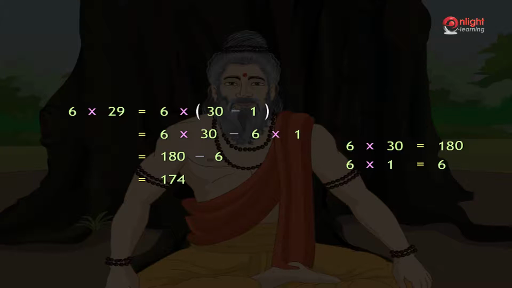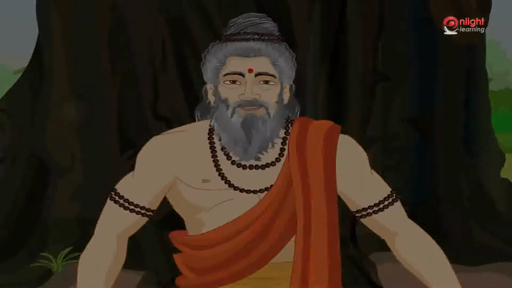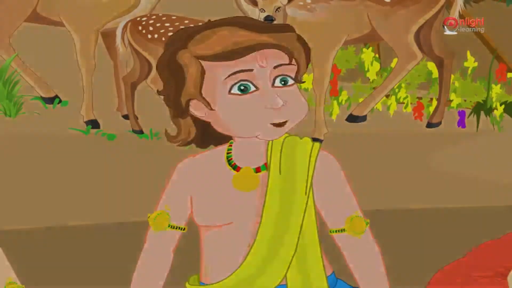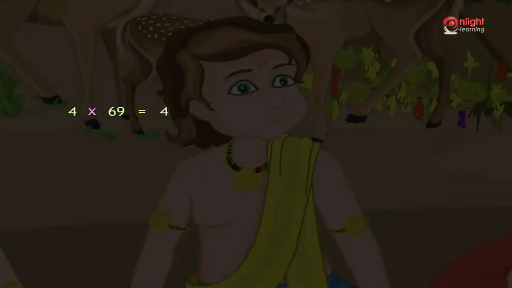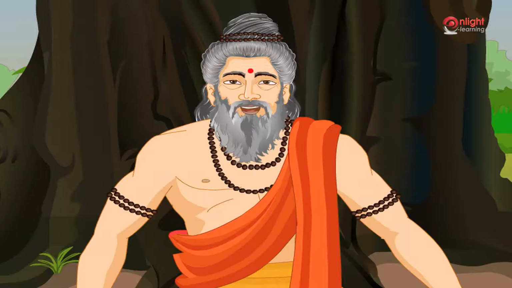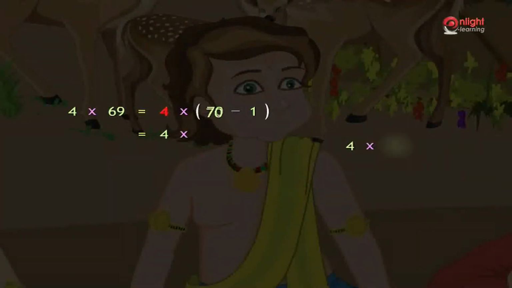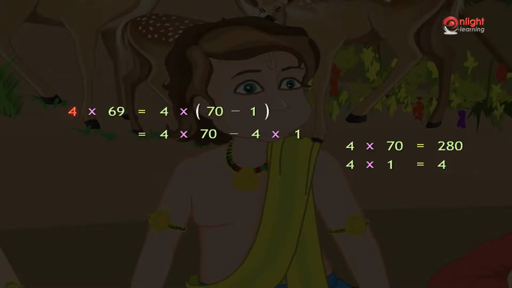So how can you write 4 multiplied by 69? 4 multiplied by 69 can be written as 4 multiplied by 70 minus 1. Good. Now give the answer. Now multiplying 4 and 70, we get 280. Again, 4 into 1 is 4. So 4 into 69 is 280 minus 4 equal to 276.